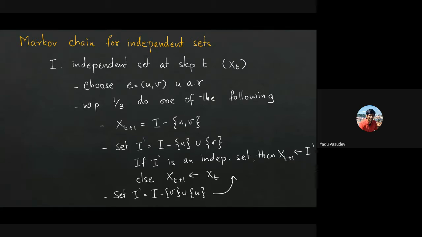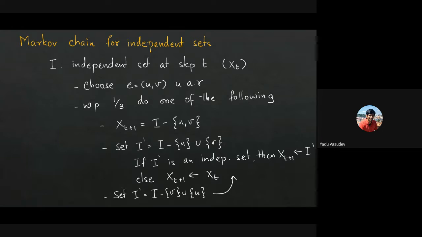Well, the first thing that you will do is, for xt plus 1, you remove the vertices u and v from the independent set I. If the independent set does not contain u and v, then xt plus 1 is the same as xt. You just try to remove them. If they are already not there, then xt plus 1 is the same as xt. And removing vertices will not destroy the independent set property, so xt plus 1 is again an independent set.